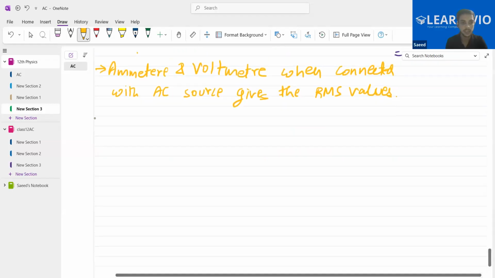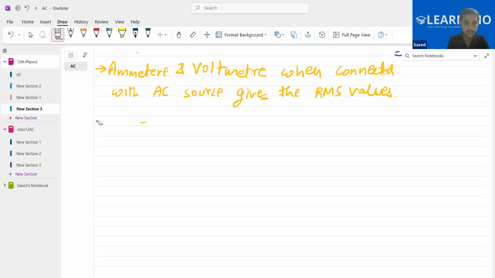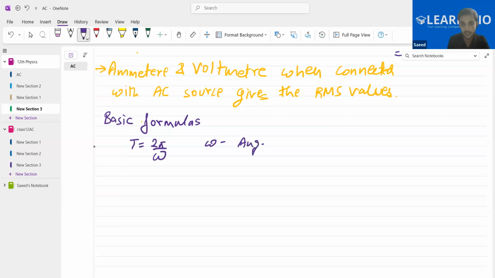What else can we see? Let me write some fundamental formulas here. Basic formulas. Time period is 2 pi by omega. Omega you can find from the equation. Omega is the angular frequency, and frequency is 1 by T. F is simply the frequency.